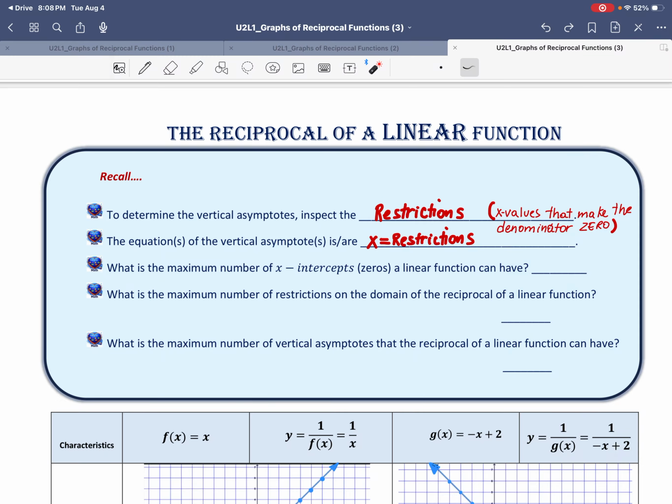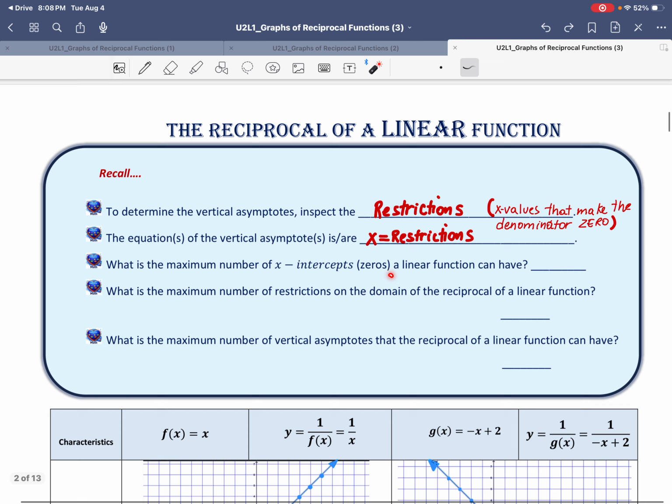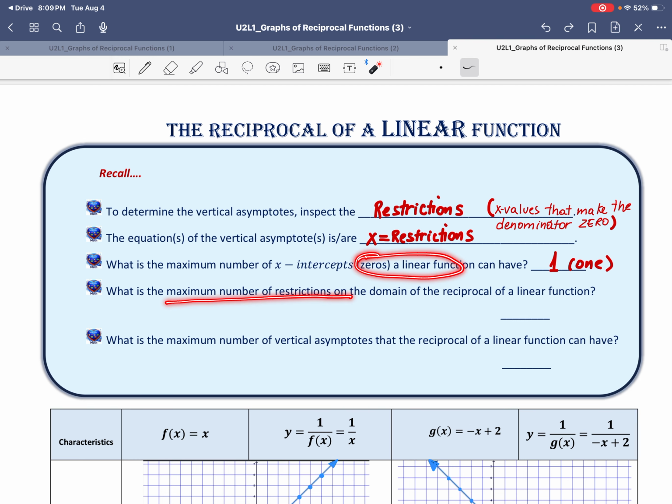When you think about it, what is the maximum number of x-intercepts or the zeros of a linear function? Well, a linear function of the form y equals ax plus b, or mx plus b, as we're used to calling it, has 1 and only 1. And we're going to say that the maximum number of restrictions when this linear function becomes a denominator will also be 1. And the maximum number of the vertical asymptotes, which are connected to the restrictions of the function, will be only 1 as well.